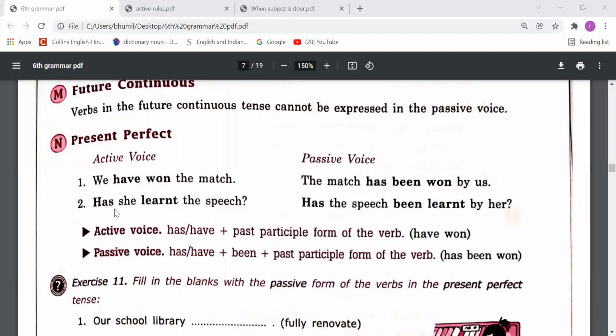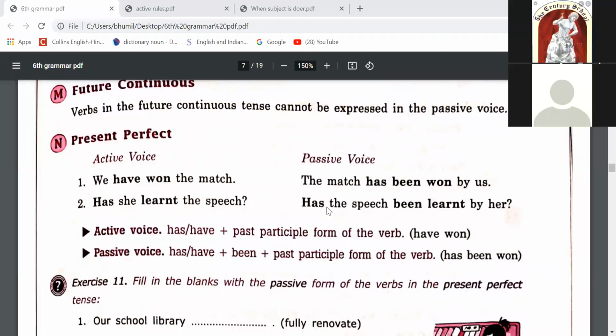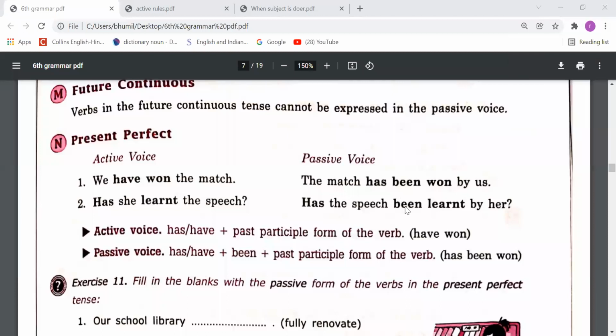This is an interrogative sentence. "Has she learned the speech?" So we need to say it: "Has the speech been learned by her?" "Has" will come before the subject because this is an interrogative sentence, and the third form of be we have to write, and the main verb we should write in the third form, right? I hope you must have understood.